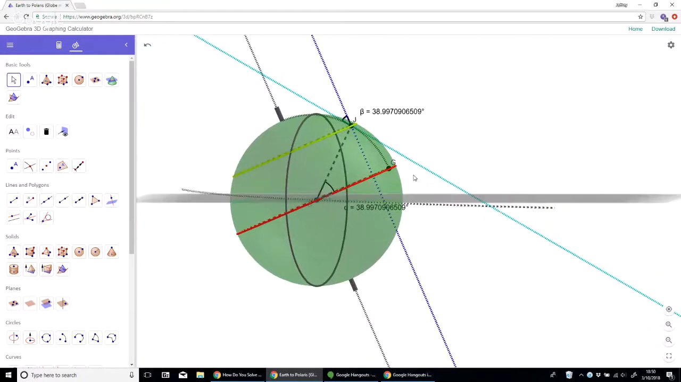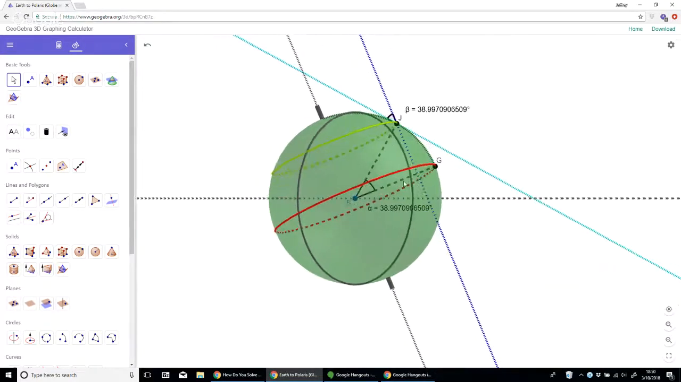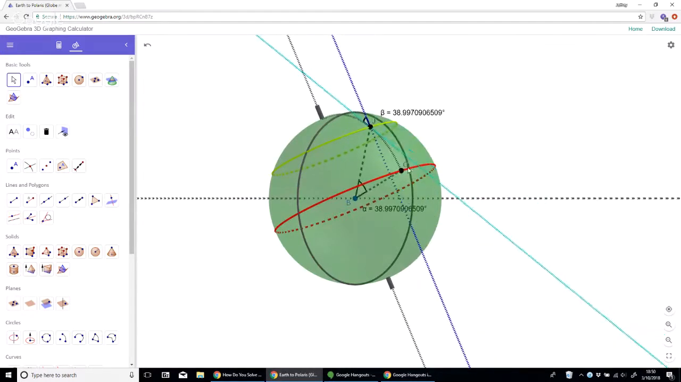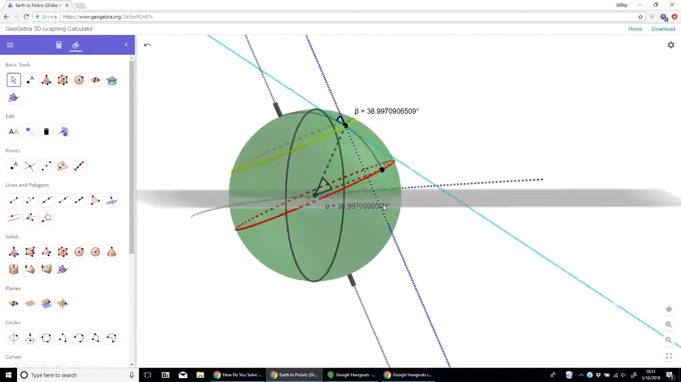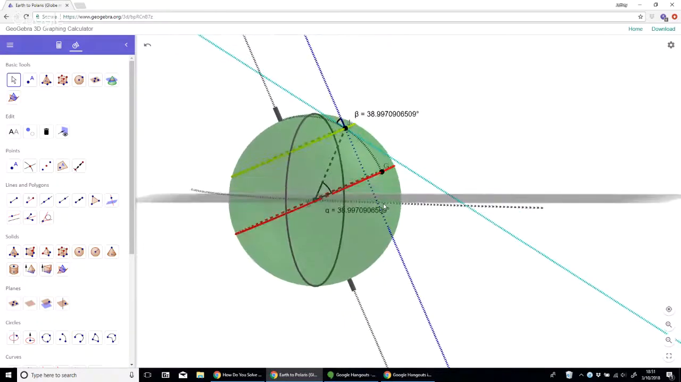So again, the red line is the equator, and I have this angle measurement here. What this is, let me bring G over here. Okay, so G is a point on the equator, and I have a curved line, an arc from point G on the equator up to the North Pole.